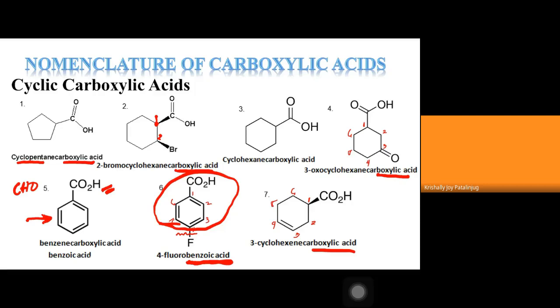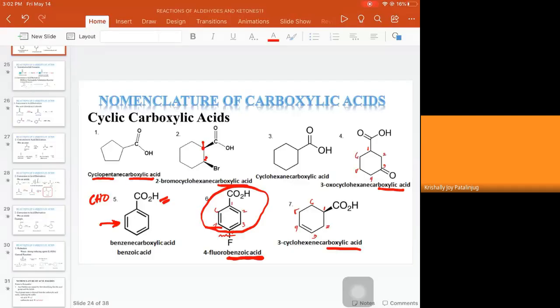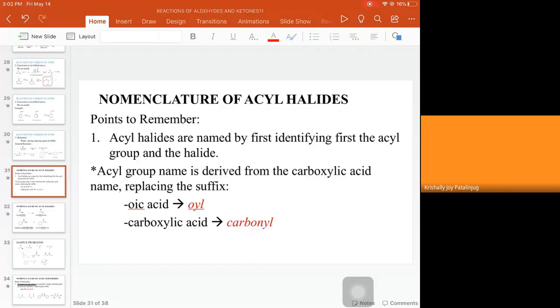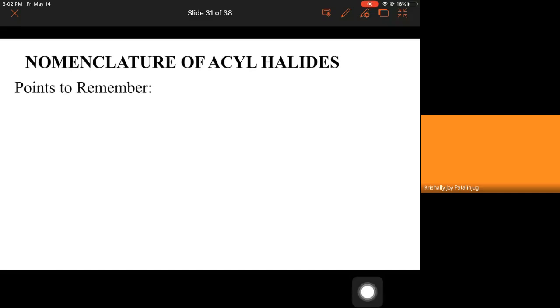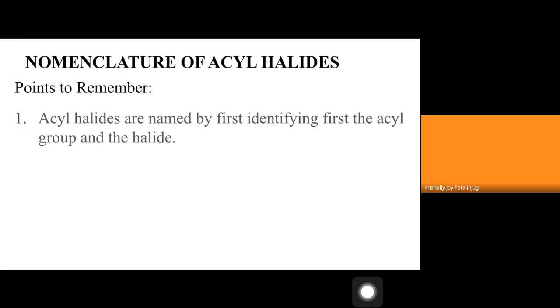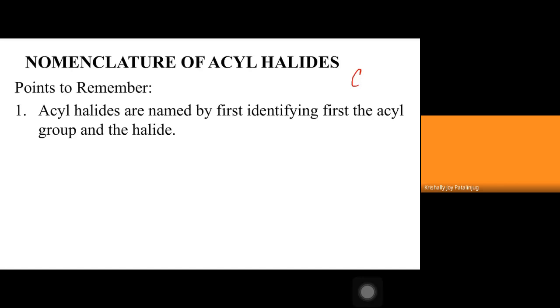Okay, so done with nomenclature of carboxylic acid. Let's continue with nomenclature so our nomenclature stays straight. Let's go with nomenclature of acyl halides. Okay, when we say acyl halides, there is also a carbonyl group. What is the terminal part? Usually, a halogen in the form of chloride. So that is the functional group, an acyl halide. Usually, chloride is the halogen, attached to a carbonyl carbon. That makes it an acyl halide.